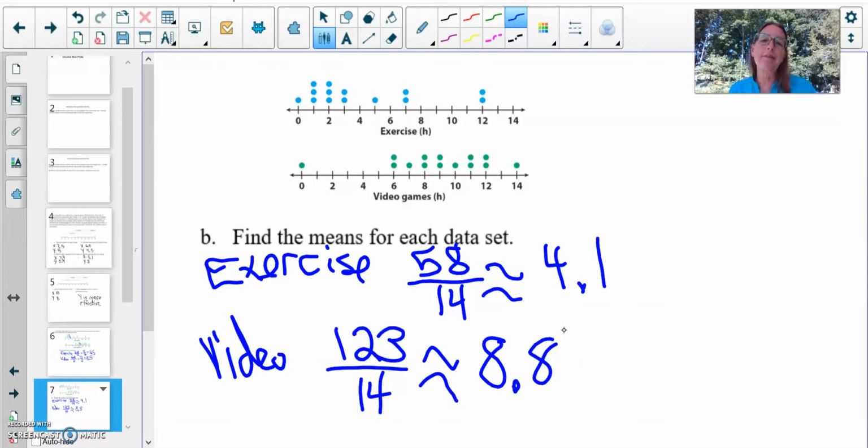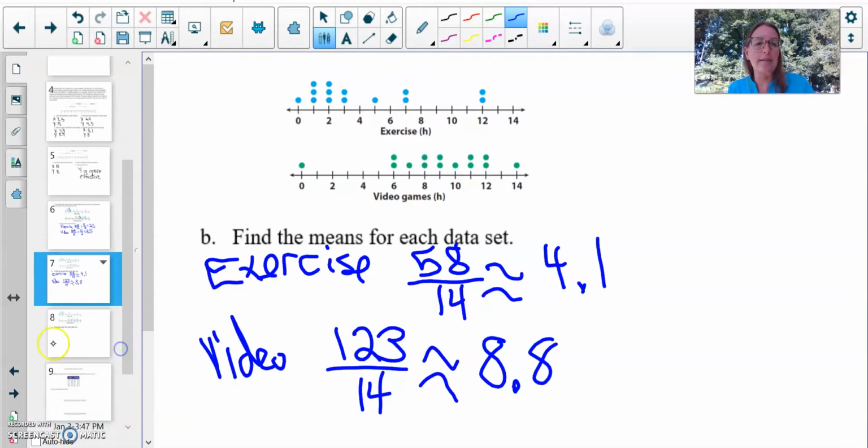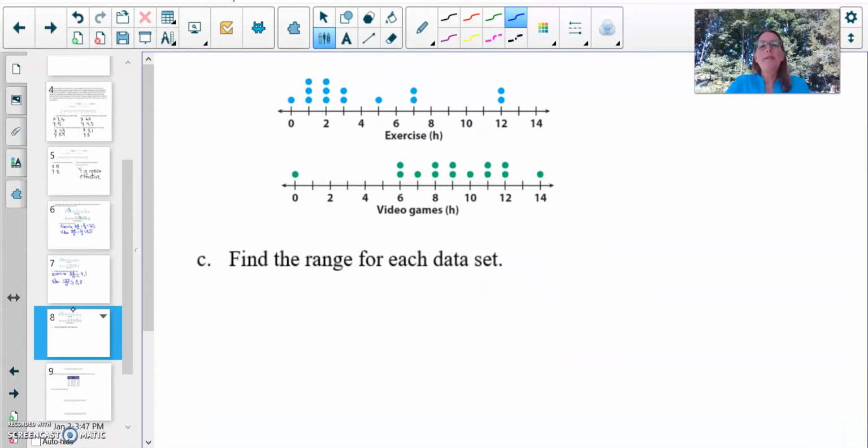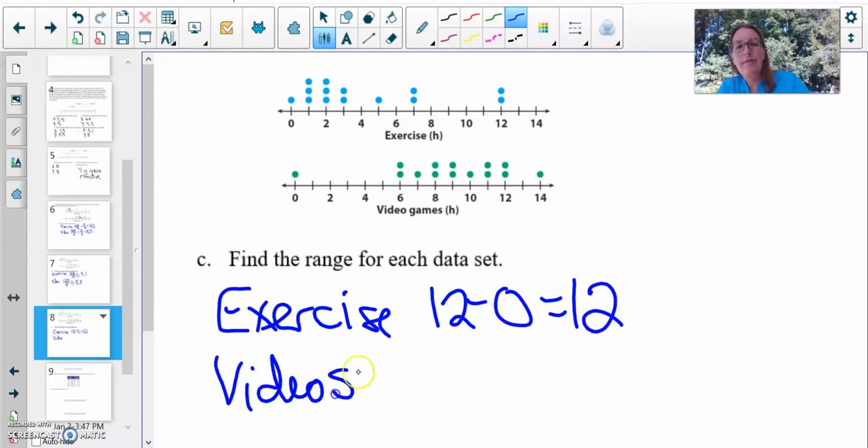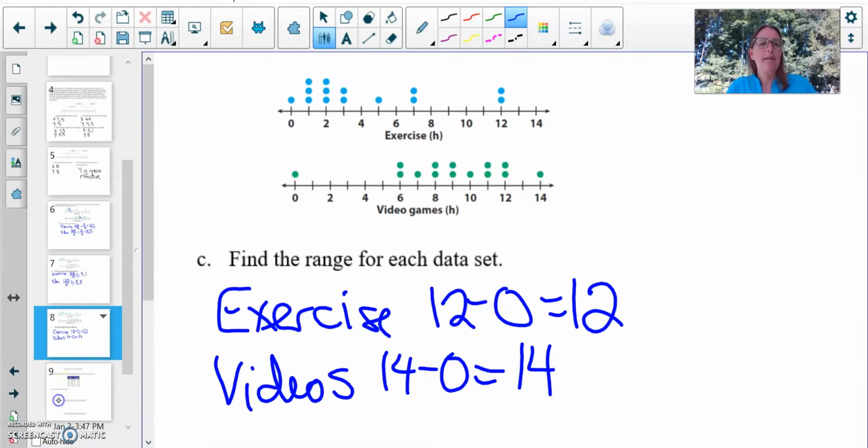So we can definitely see there's a pattern here. They're definitely spending more time on video games than they are on exercising. Find the range for each data set. For exercise, we would do 12 minus 0, which is 12 hours. For videos, we would do 14 minus 0, which is 14.